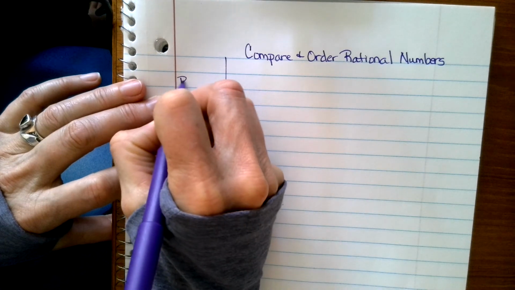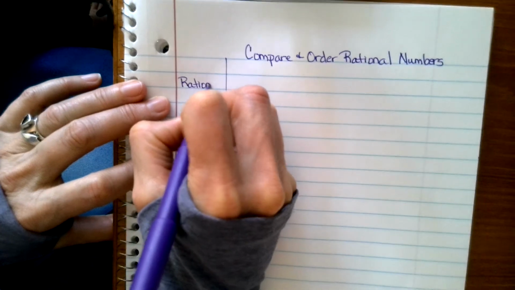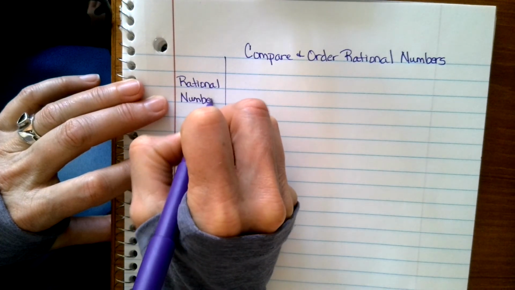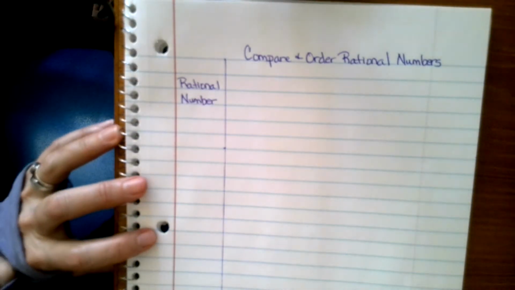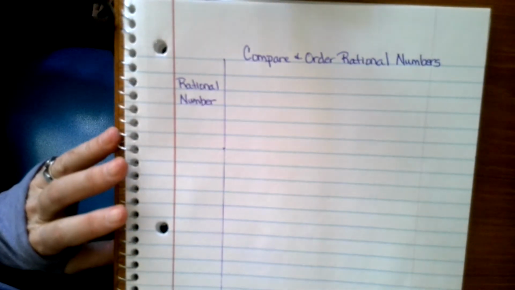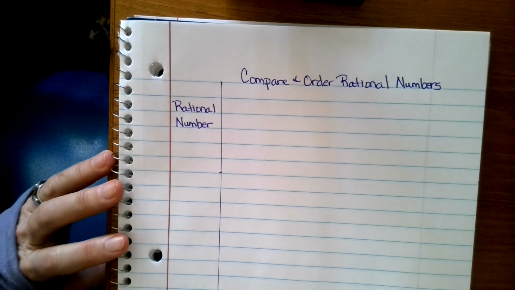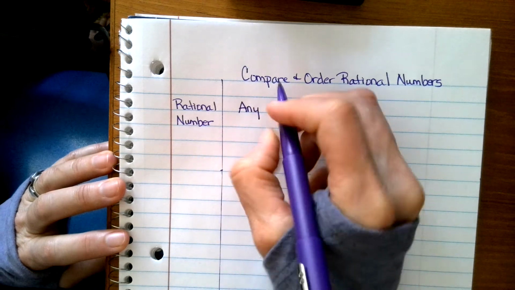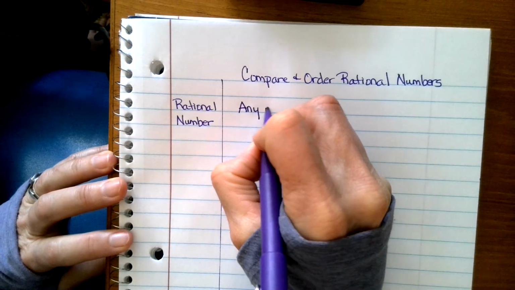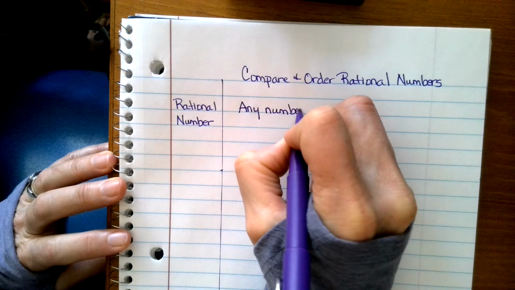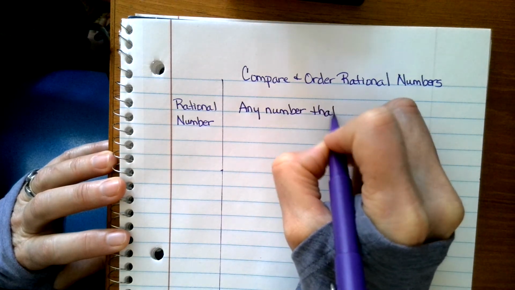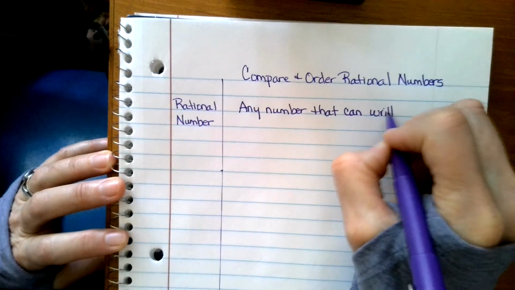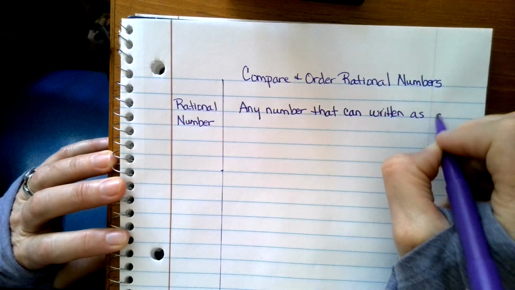What is a rational number? Now remember, if I'm going too fast for you, just pause the video and get caught up and hit play again. So what is a rational number? A rational number is any number that can be written as a fraction. So think about all those numbers that can be written as a fraction.